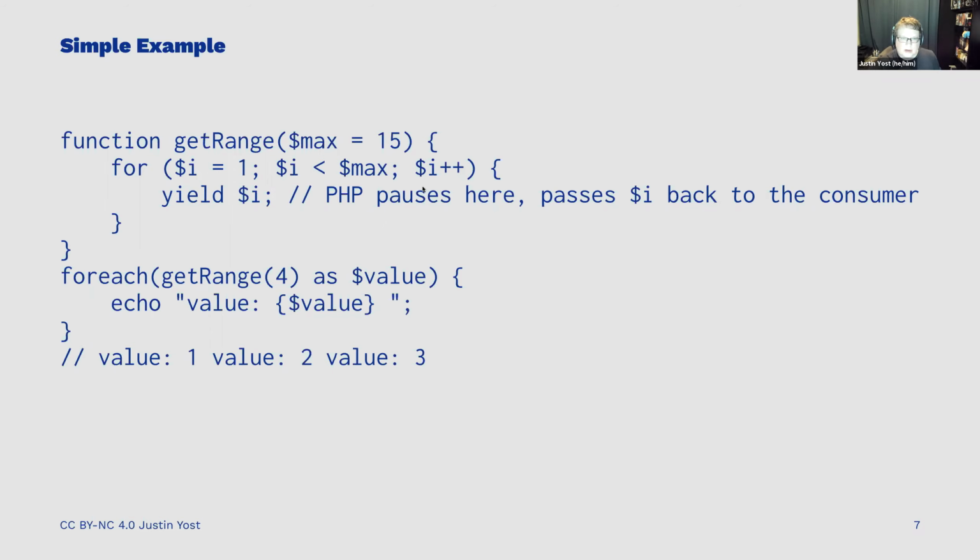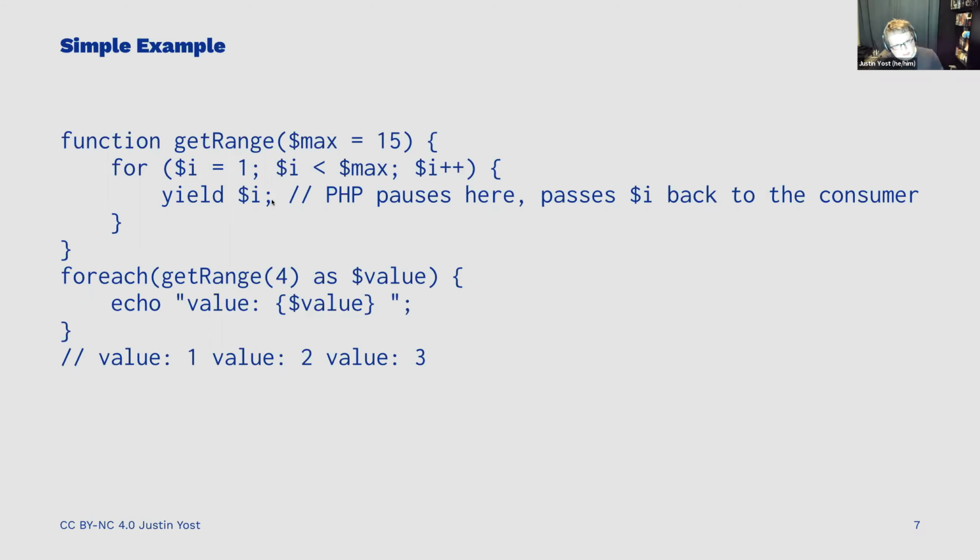We come back around. We get I plus plus. So now I is going to be equal to, it was 1, now it's 2. 2 is less than the max of 4. We come back to the yield. We yield, PHP pauses get range. We go back into the foreach. Now value is equal to 2. We echo value 2, loop back around in the foreach, go back to get range.